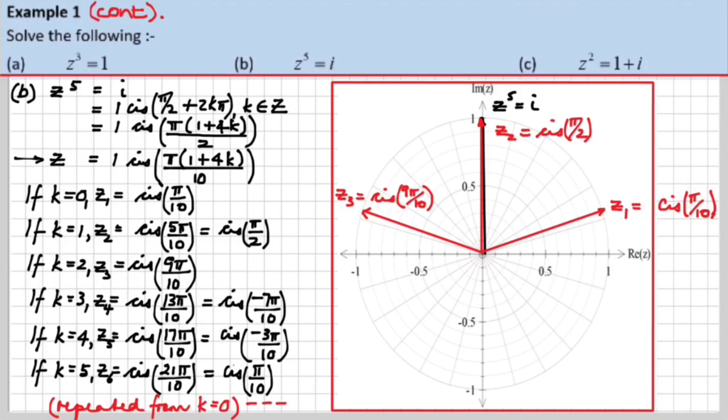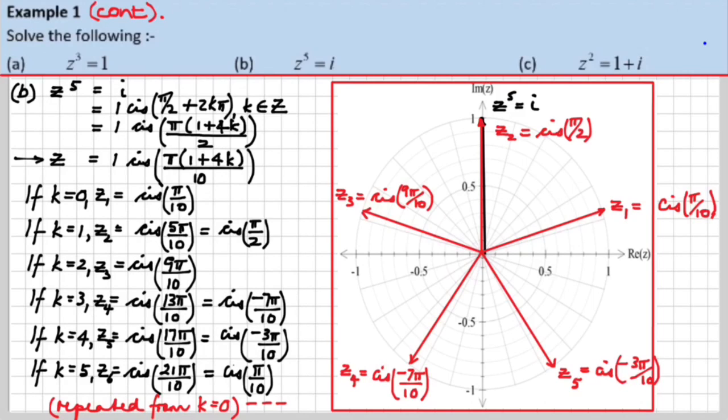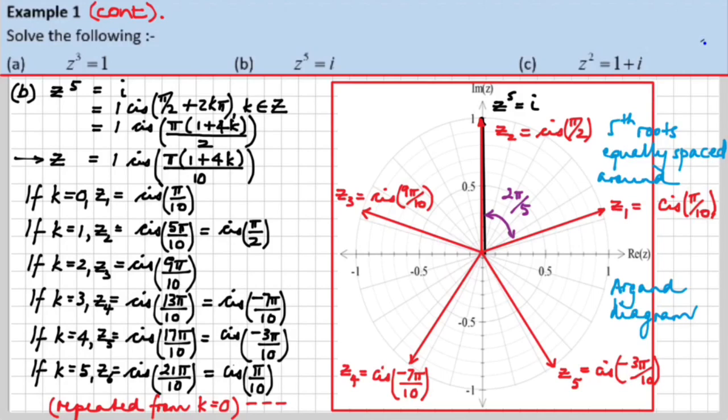Then we've got z3, which was cis 9 pi on 10. That was this one. And z4 is cis of minus 7 pi on 10, and z5 is cis of minus 3 pi on 10. Isn't it beautiful? Really beautiful. They are the fifth roots, equally spaced around the Argand diagram, and the angles between them are 2 pi on 5 apart.